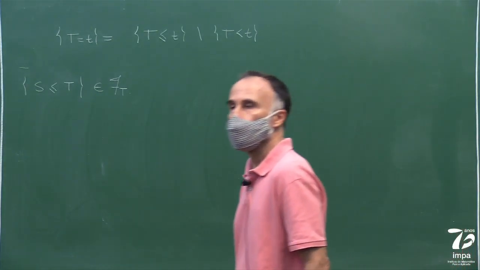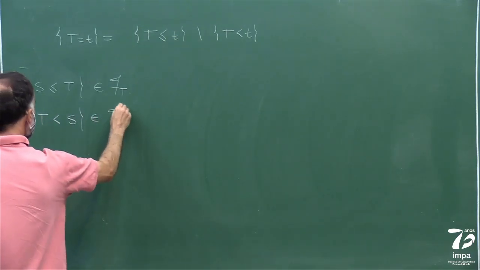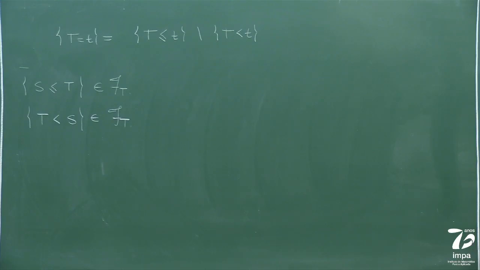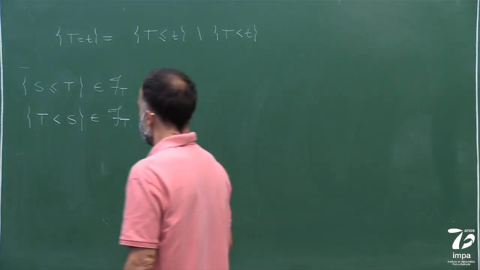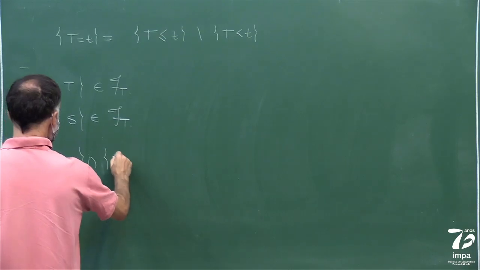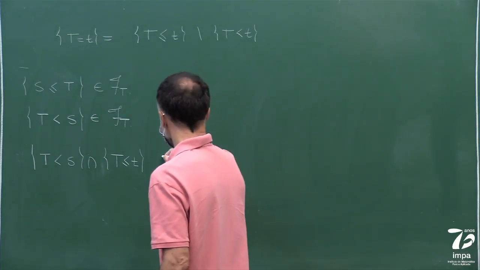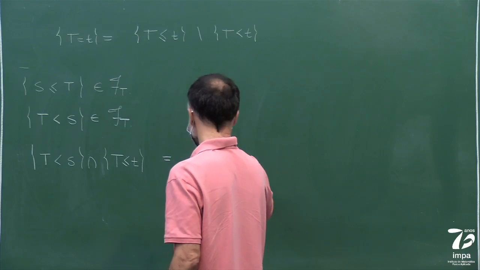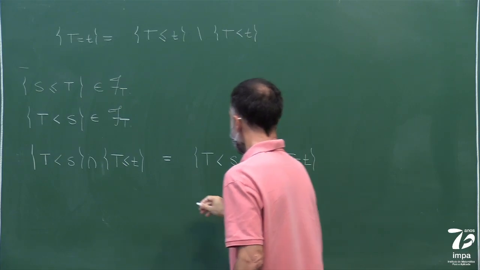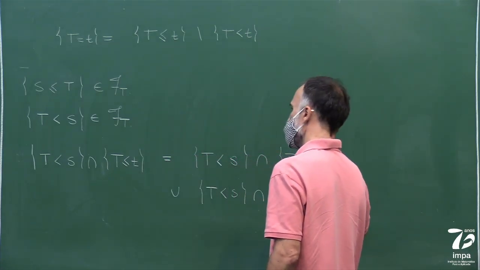For that, it's enough to show that the complement of this set belongs to Ft. So what I will prove is that {T < S} belongs to Ft. In order to prove that, we have to show that {T < S} ∩ {T ≤ t} belongs to Ft. And here again, I will divide this set in two pieces: {T < S, T = t} union {T < S, T < t}.